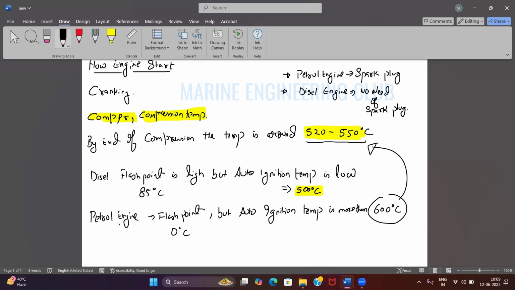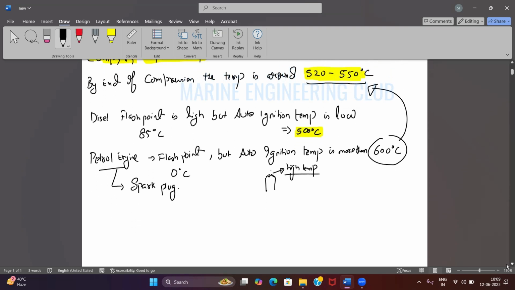Yes, sir. That is why in petrol engines you will be requiring a spark plug. So what is a spark plug? There will be two electrodes, and there will be a high voltage current flowing between them. It will ionize the air and a current will flow through them, creating a very high temperature. Because of this high temperature, your fuel is going to ignite. Is it clear? Yes, sir. Like what we are doing in boilers, right? Yes, sir.